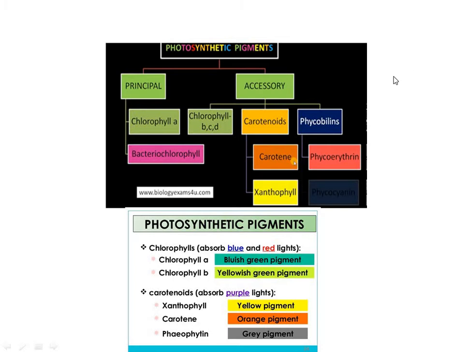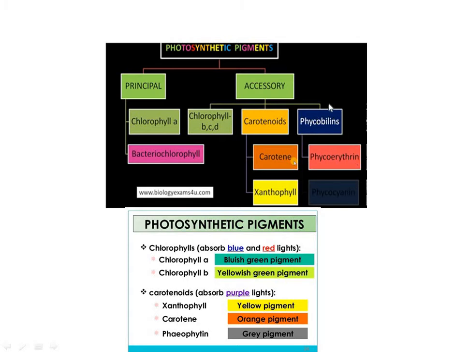The photosynthetic pigments are classified into two types, that is principal pigment and accessory pigment. Chlorophyll A is the principal pigment that is present in almost all higher plants, and bacteriochlorophyll is also one of the principal pigments, present in bacteria. Accessory pigments are chlorophyll B, C, D, then carotenoids, which include carotene as well as xanthophylls, and the phycobilins, which include phycocyanin and phycoerythrin.